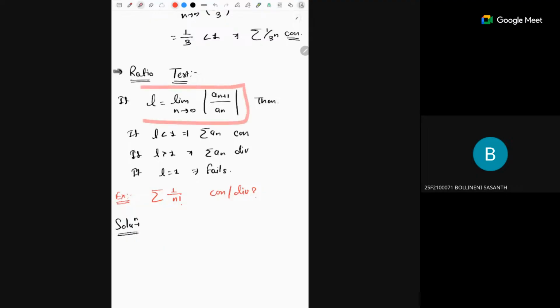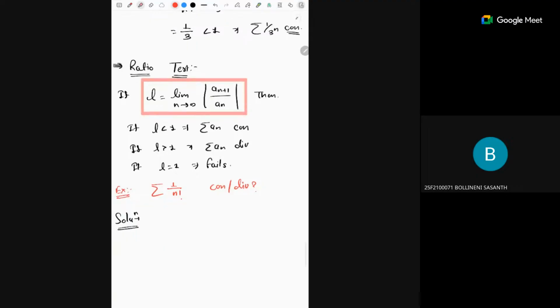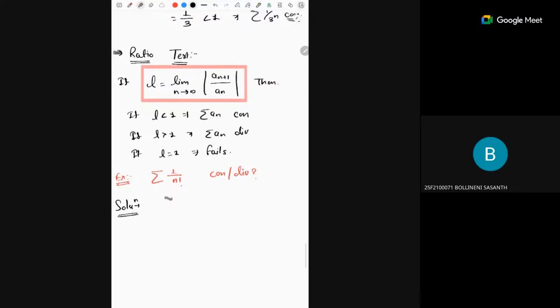Okay, so we have to compute this particular limit. Here, what is your a n? So a n is equal to 1 by n factorial. So what will be a n plus 1? A n plus 1 will be 1 by, in place of n, we will take n plus 1, so that is 1 by n plus 1 factorial. You are familiar with factorial, right? N factorial means n into n minus 1 into n minus 2, and so on up to 3 into 2 into 1. This is the meaning of factorial.